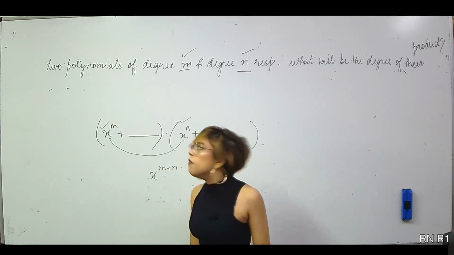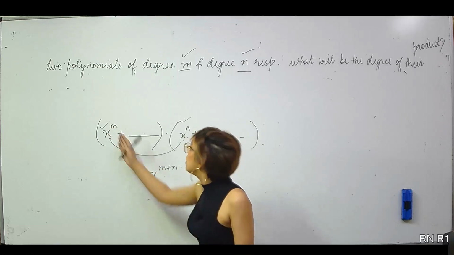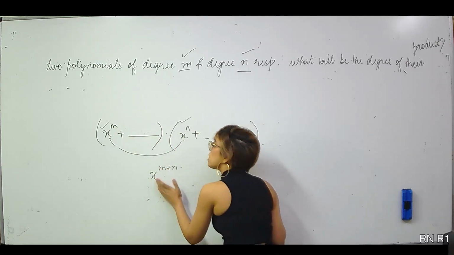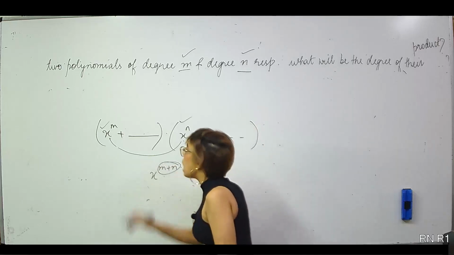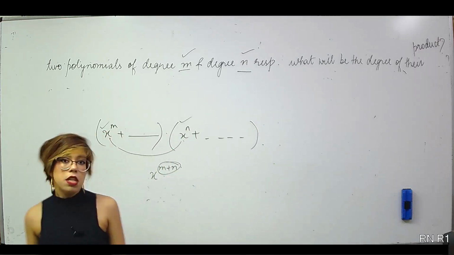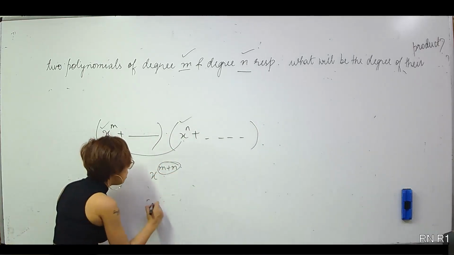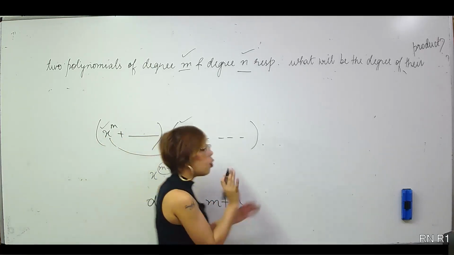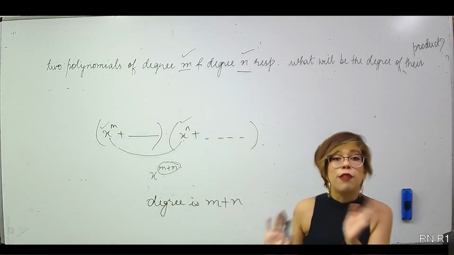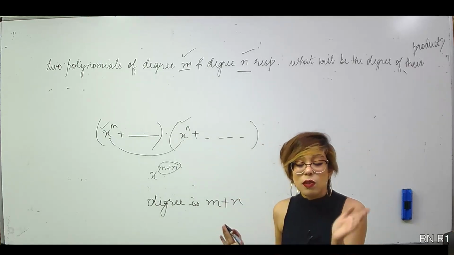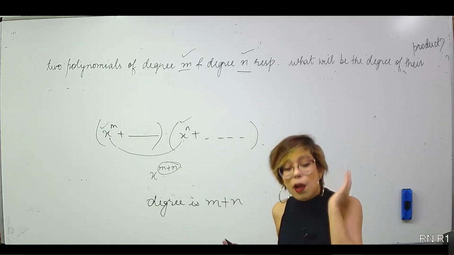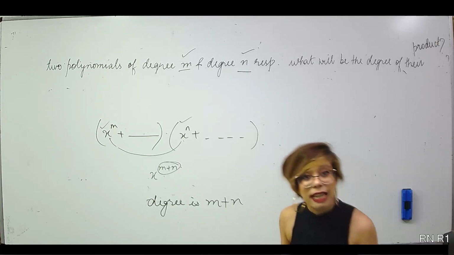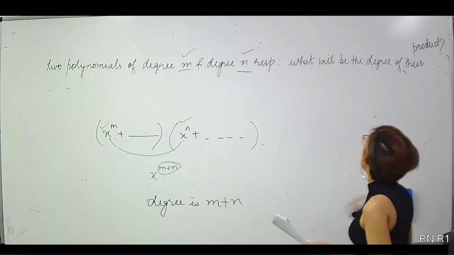No matter whether this is greater, whether this is smaller, whether these two are equal, in all the cases, the first term would be x raised to m plus n, and this would be the highest part anyway. Since this is the highest part, that means the degree is m plus n. There is no need for the cases, there is no need for analysis in this case. So it depends on the question, on the requirement of the question. Alright, don't do it blindly. Okay, next.